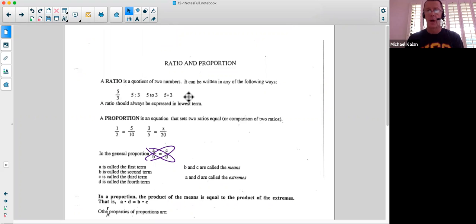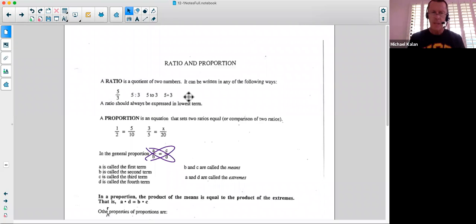And a ratio should always be expressed in lowest terms. And you guys know that. You don't leave a fraction as 2/4 or a ratio as 2/4. You make it 1/2. Okay, so a proportion is an equation that has two ratios set equal to each other. 1/2 equals 5/10. Each one of those is a ratio, a fraction, set equal to each other. 3/5 equals x over 20. That is a proportion.